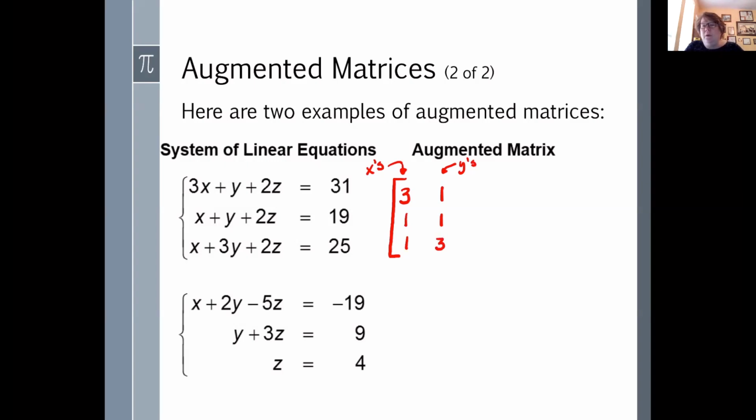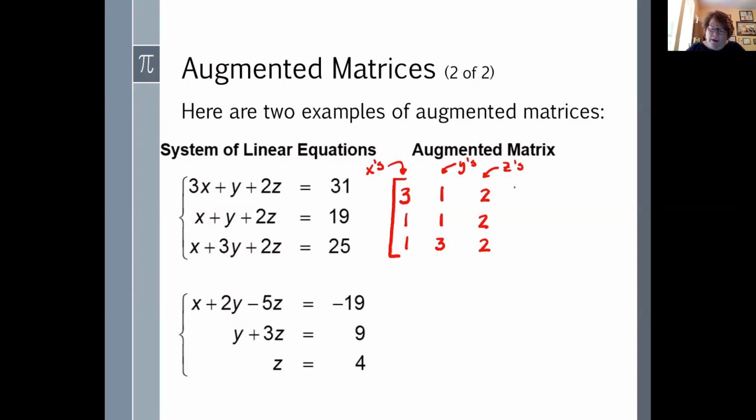The third column is going to be the coefficients on my z's. In the first equation, the coefficient on z is 2. So my first row, third column will be a 2. In my second equation, the coefficient on z is 2. So my second row, third column will be a 2. In my third equation, the coefficient on z is 2. So my third row, third column will be a 2.